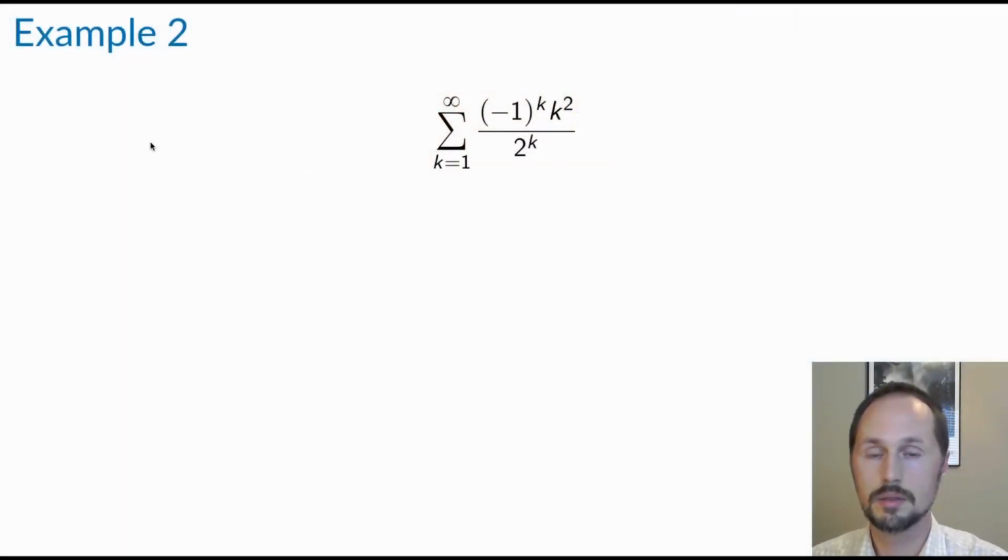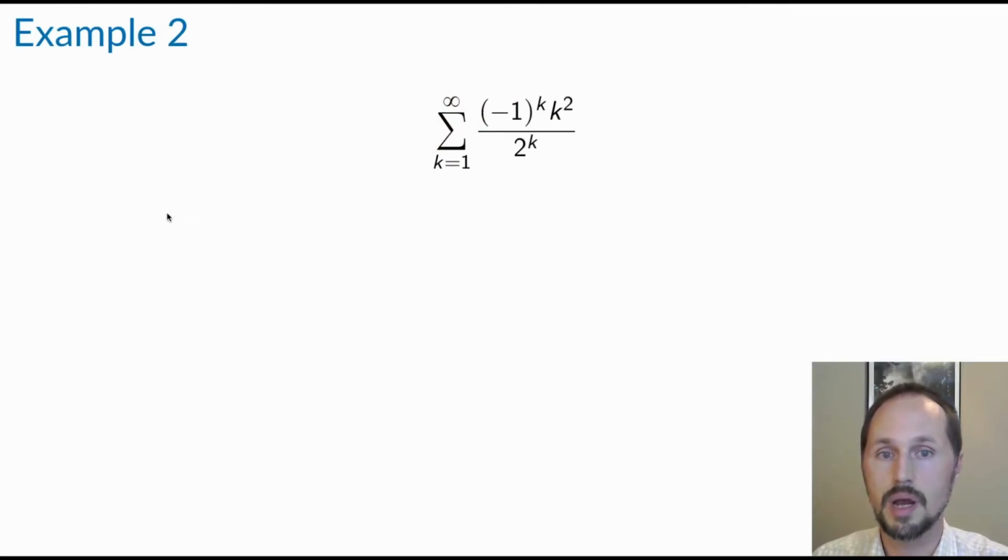Let's do a second example where we can get a flavor for what happens when perhaps it converges absolutely. So here we have the sum from k equals 1 to infinity of (-1)^k times k squared over 2 to the k. And so again, we're going to do step 1, the divergence test.